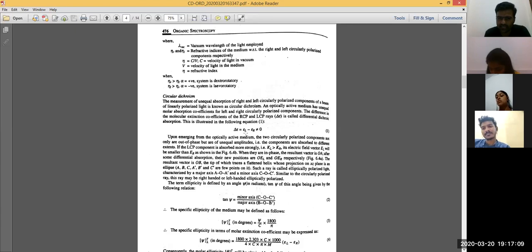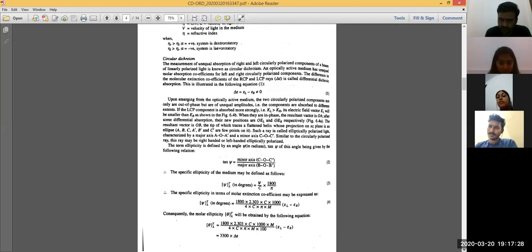Okay, and this delta epsilon, eventually they try to convert this in the form of radiance. So when you take it in the form of radiance, you get tan psi is equal to minor axis upon the major axis. So you're converting the difference in absorption into ellipticity, which is given by theta. I'll come back to it.